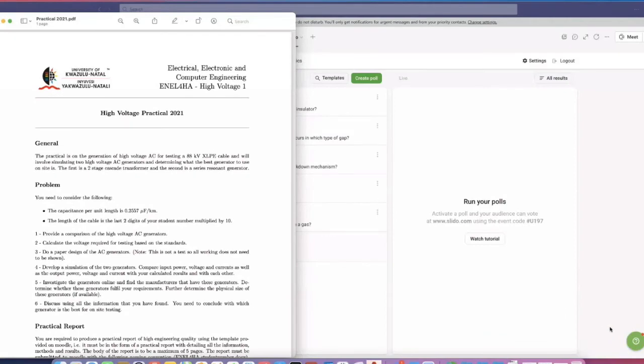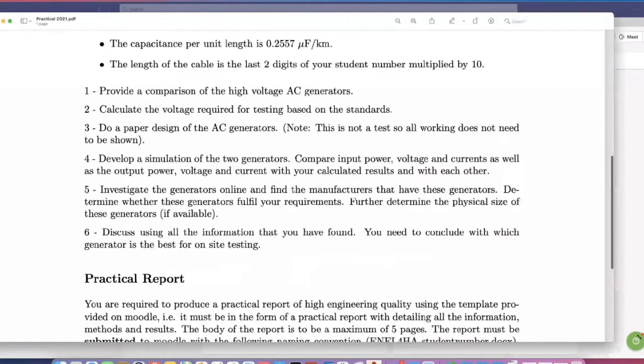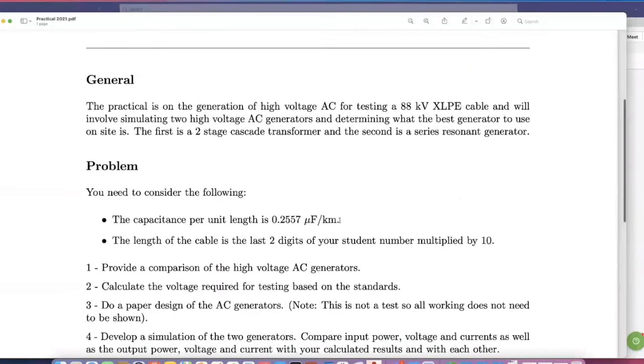Can you please zoom in? We can't see clearly. Is that okay? Yeah, it's okay now. All right.